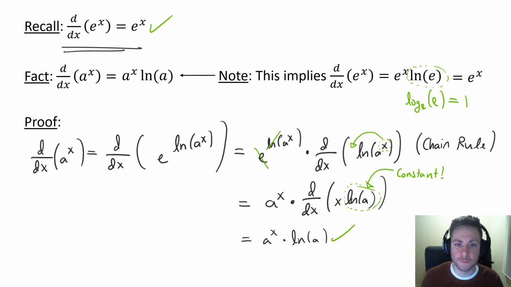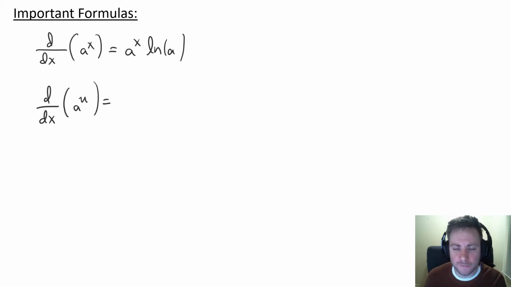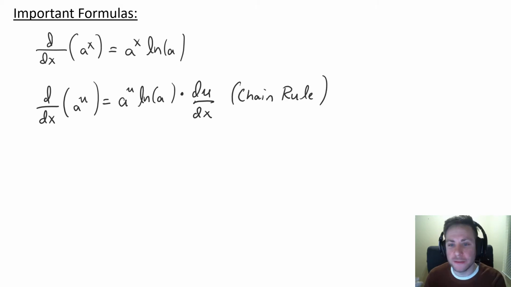As soon as we discover any new derivative formula, we'll get a couple other important formulas for free. For example, how would I take the derivative of a to the something if that something is not just an x? Let's call it a u instead. Well, you would take the derivative as if it were just an x to get a to the u ln a, but don't forget to apply the chain rule, meaning multiply by the derivative of the something. In this case, the something is u, so I'd be multiplying by the derivative of u.